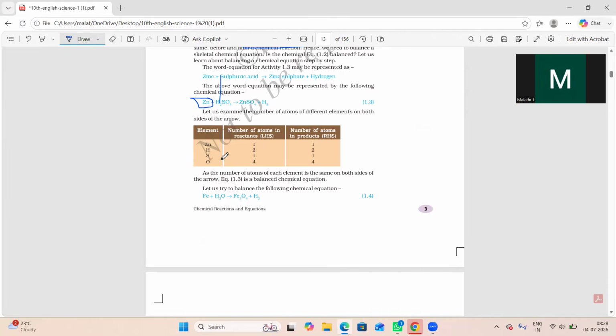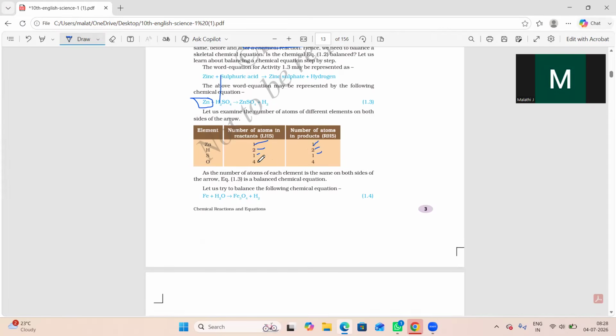Now you should write the number of atoms present on the reactant side. Zinc is 1 on the reactant side, and the product side is also 1. If you take hydrogen, it is 2 atoms on the reactant side and 2 atoms on the product side. Now sulfur: there is only one atom on the reactant side. What about the product side? The product side is also 1. Here, oxygen.